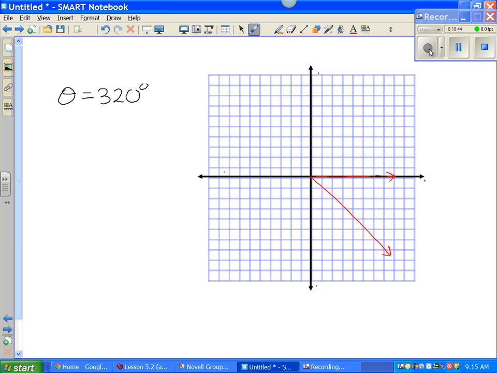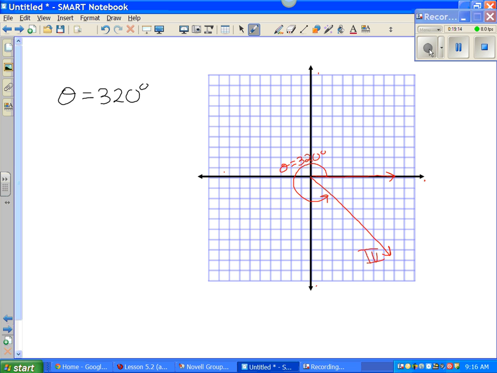How do I show my direction of rotation? Clockwise or counterclockwise? Counterclockwise. So from here to here. And then make sure you label it: theta equals 320 degrees. Where did the terminal ray terminate? In what quadrant did it terminate? 4. Please use Roman numerals. Feeling okay so far?